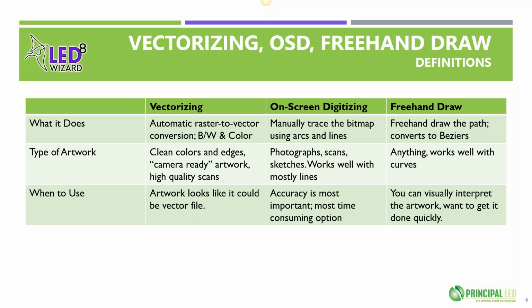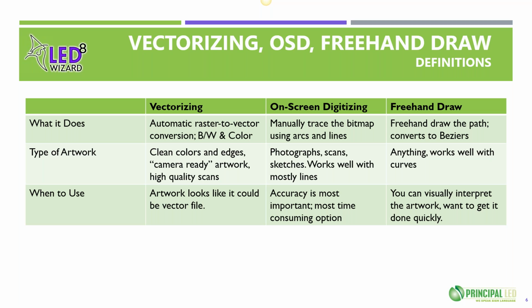And I should mention here that vectorizing is really creating an outline, right? So say you have a channel letter set, it's a retrofit, and you want to vectorize that outline. Vectorizing doesn't put a center path, right? On-screen digitizing or freehand draw would be where you would draw a center path. And you can draw a center path on top of a bitmap without ever drawing the outline of the letter. And that's an option too.